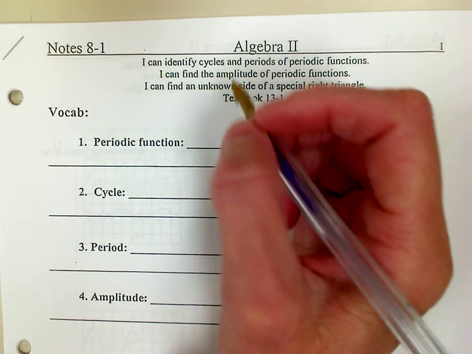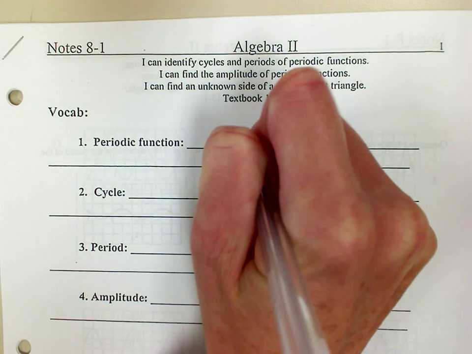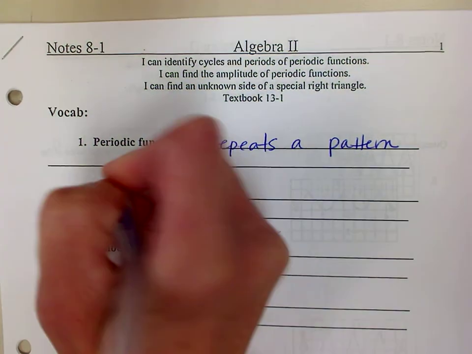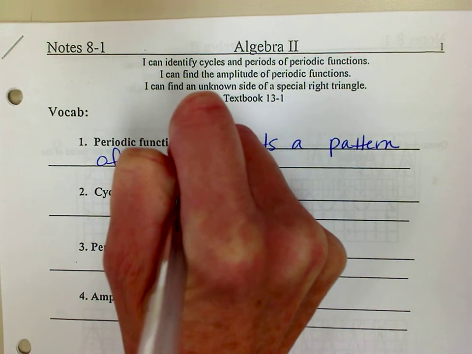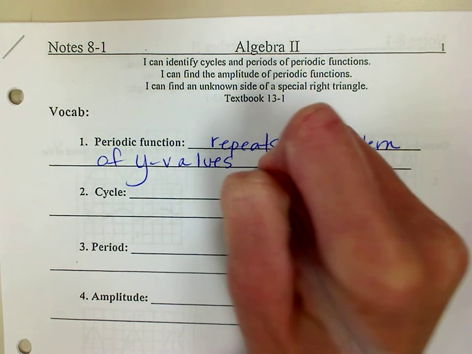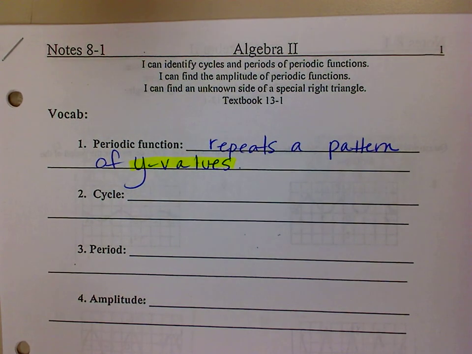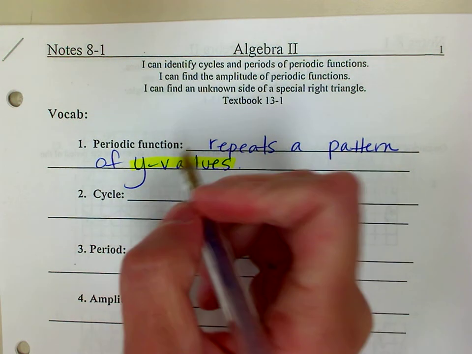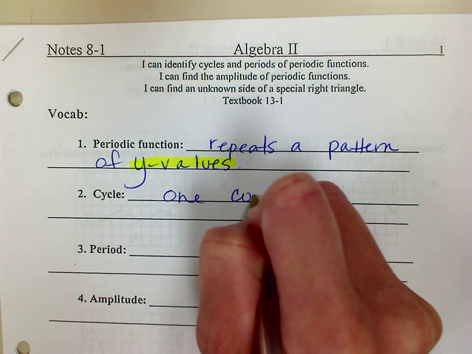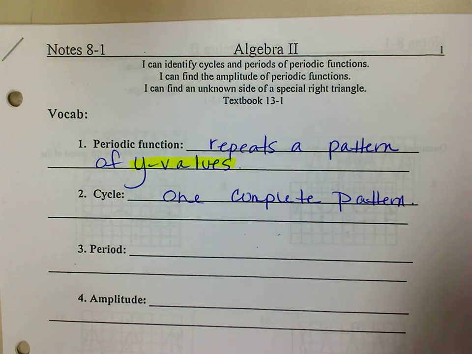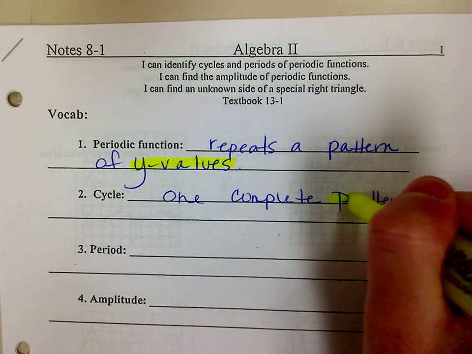A periodic function repeats a pattern of y values. So the key word in this definition is y values. All right, a cycle would be one complete pattern. So the key word here, I guess, would be pattern.